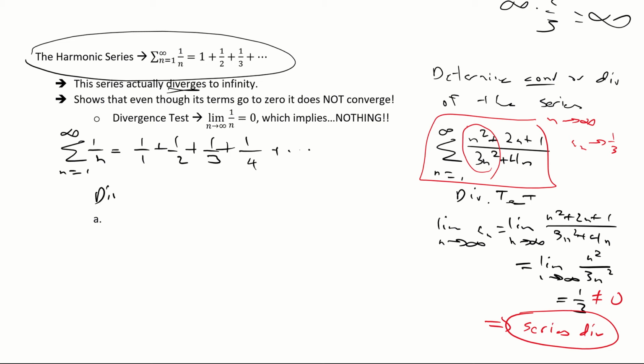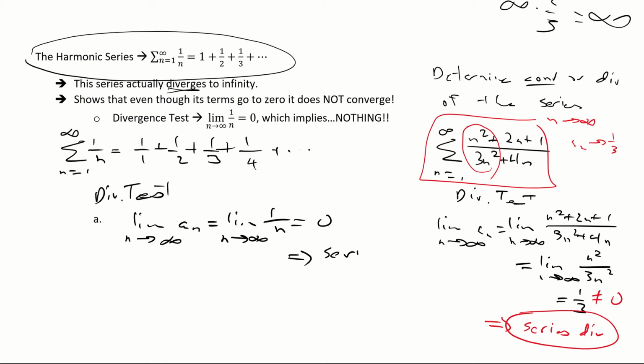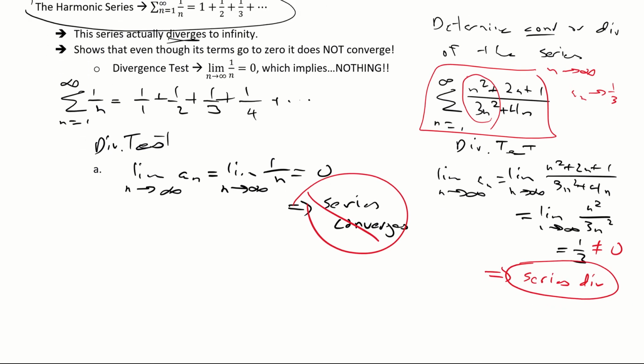Now here's the thing. If I ran the divergence test on this guy, watch what happens. I take the limit as n goes to infinity of a sub n. That's the limit as n goes to infinity of 1 over n. And you know where that goes. As n goes to infinity, we've got 1 over infinity, which is 0. You know what a lot of students want to do? They want to say, that implies the series converges. Yay! Because it went to 0. And I go like this: no, it doesn't. It doesn't imply that at all. I'm sorry to say.